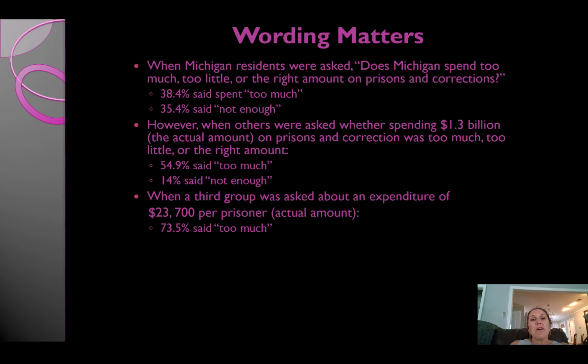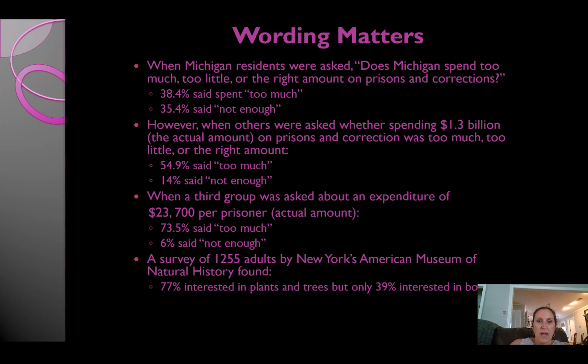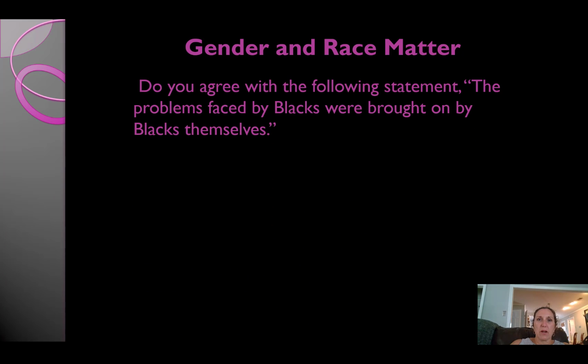Then they divided that down per prisoner. That was $23,700 per prisoner. And 73.5% said that was too much, and 6% said that was not enough. So you have to be incredibly specific about what you are asking in your words. Okay? All right, gender and race matter.